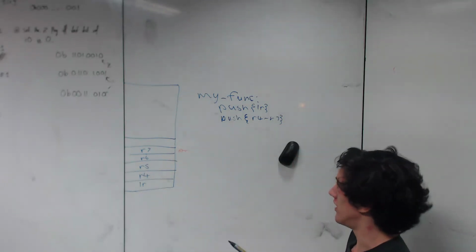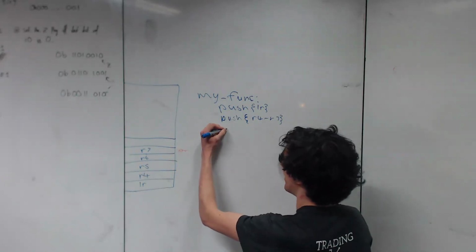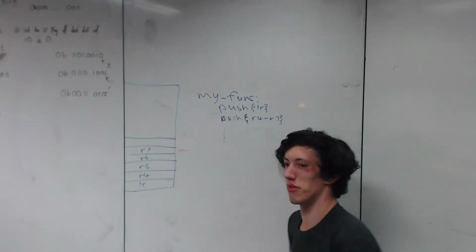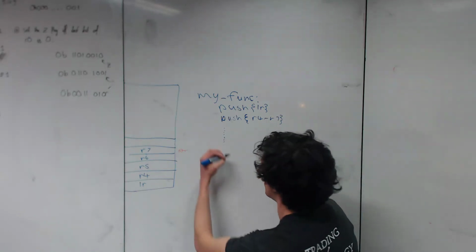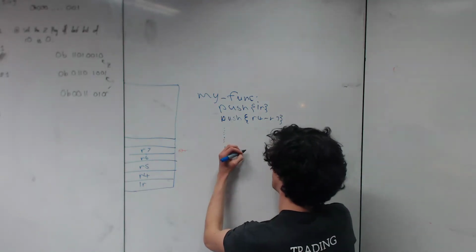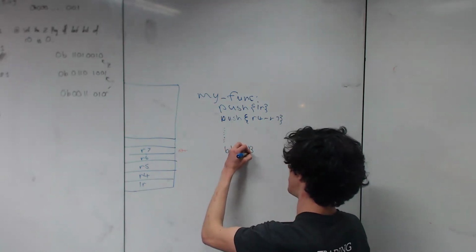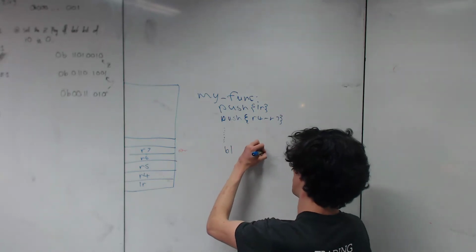Then let's put in some dots to represent that we're actually doing some work in here. We'll BL, let's say we branch to BSP audio, whatever.